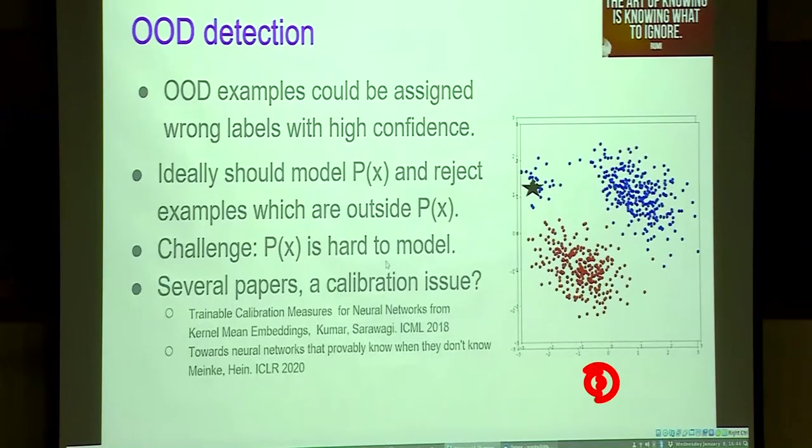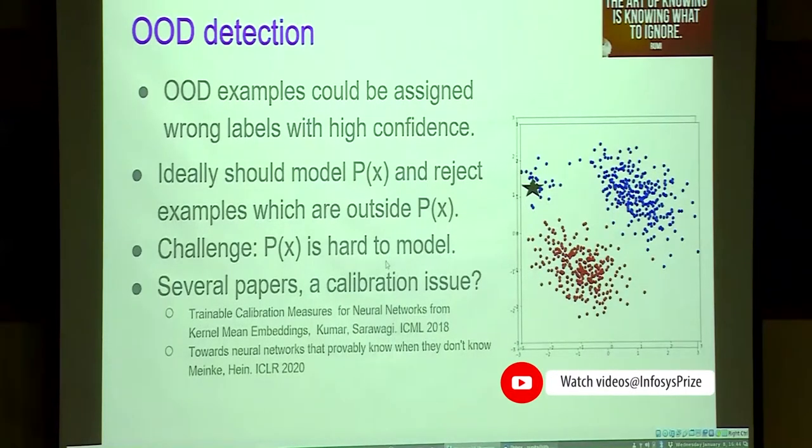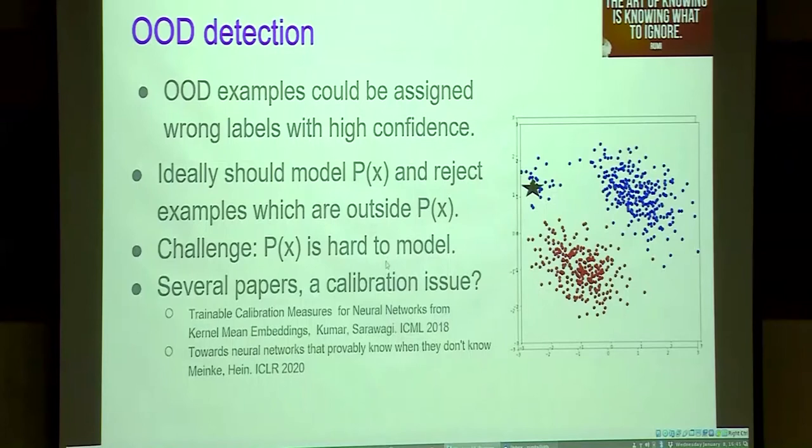On the calibration side, we have a paper in ICML 2018, where we tried to use some kernel methods for calibration. But I think that just depending purely on calibration to detect OOD instances may not work. And some of these other papers, say this paper which appeared in ICLR 2020, might be a better bet if you want to detect OOD instances. So in this talk, I'm not going to dwell too much on how you would detect out of distribution instances.